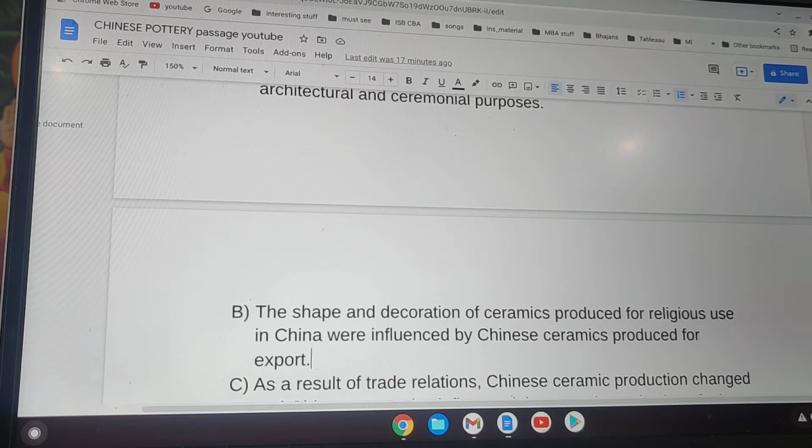Okay, the shape and the decoration of ceramics produced for the religious use in China were influenced by Chinese ceramics produced for export. It's not like that. It's not mentioned like they were exporting the religious materials which they have produced for their own purposes. Okay, it's not mentioned clearly that they were using these objects for trade or exporting. So it's obviously a trap.